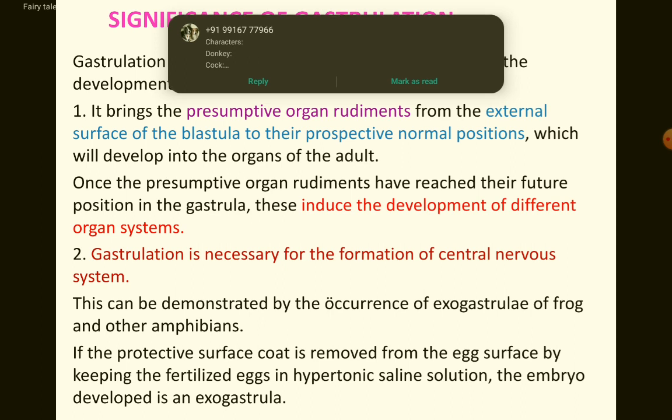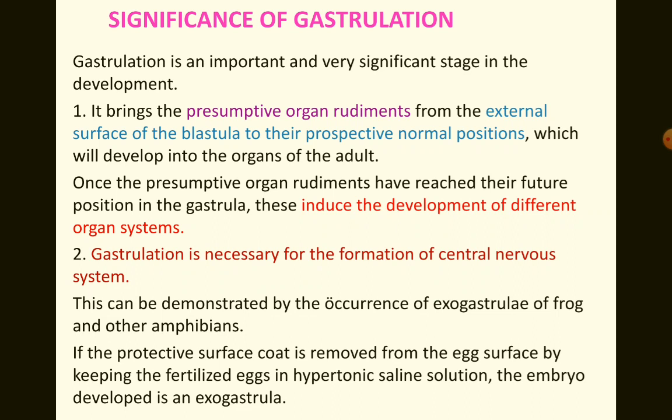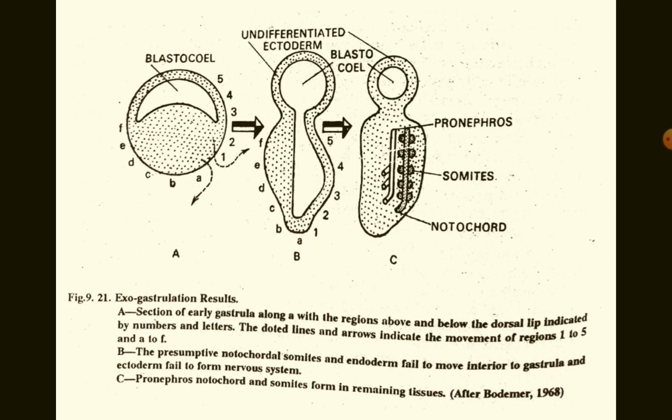This can be demonstrated by the occurrence of exogastrulae of frog and other amphibians. If the protective surface coat is removed from the egg surface by keeping this fertilized egg in hypertonic saline solution, the embryo developed is an exogastrule. Now in exogastrulation, what happens?